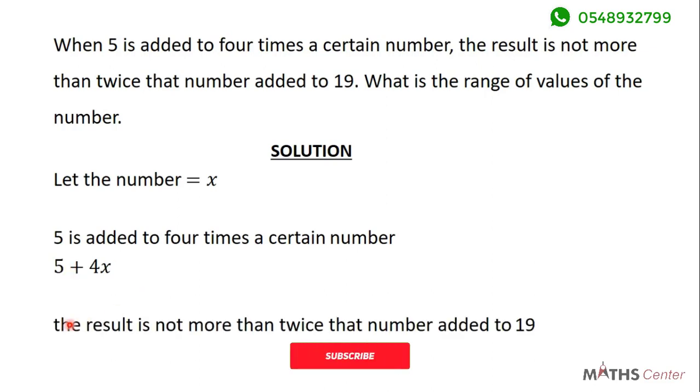It says that the result is not more than twice that number added to 19. Let's take it one after the other. The result, what result is it talking about? This is the result, 5 plus 4x. When 5 is added to 4 times a certain number, the result in this case is 5 plus 4x. That's why the question is telling us that the result is not more than. Let's concentrate on that.